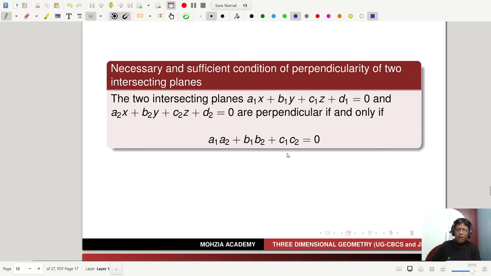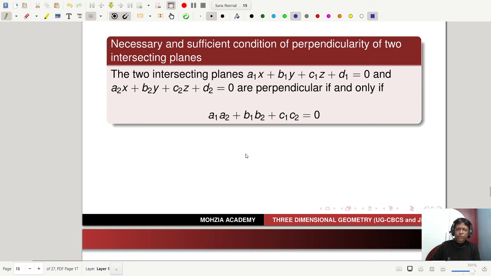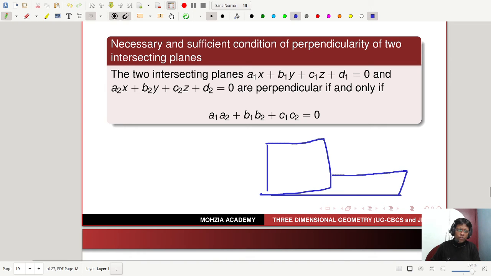Next is the perpendicular case. If two planes are perpendicular, then what is the necessary and sufficient condition? So look at that. If I draw the diagram, these two planes, suppose this is the normal vector of the first one. You just imagine the normal vectors, abstractly. So this is your n2 vector. If the planes are perpendicular, the normal vectors are perpendicular. That means their dot product is 0.